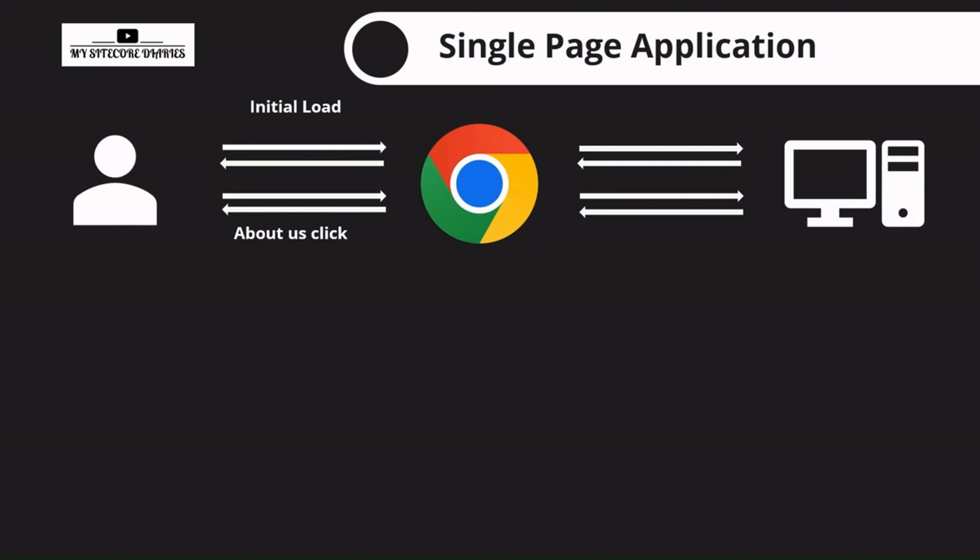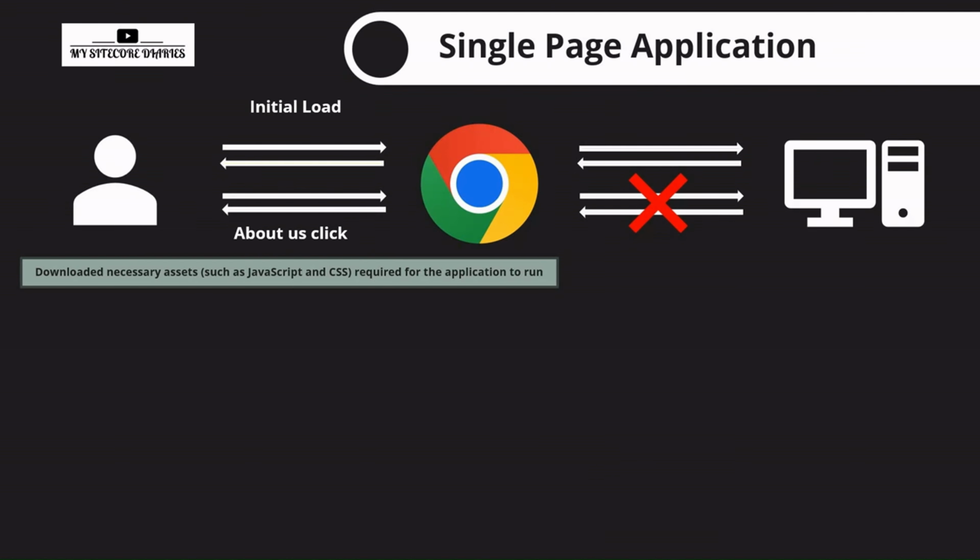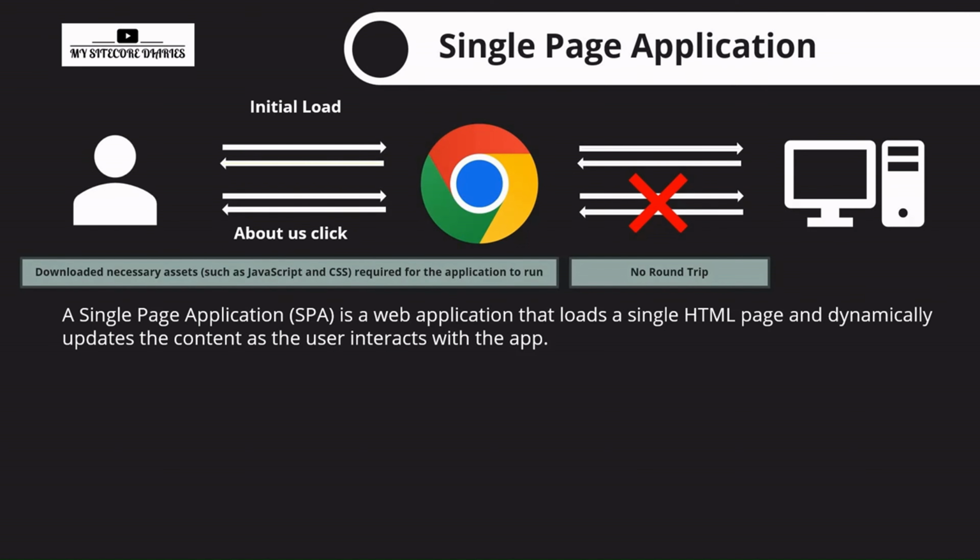In contrast, for a single page application there won't be a round trip for each navigation. During the first request, all necessary assets such as JavaScript, CSS, whatever is required for the application, get downloaded. After that, any interaction on the page does not trigger a full page reload, as all the files are already available in the client browser. So this is how a single page application works. A single page application is a web application that loads a single HTML page and dynamically updates the content as the user interacts with the app.